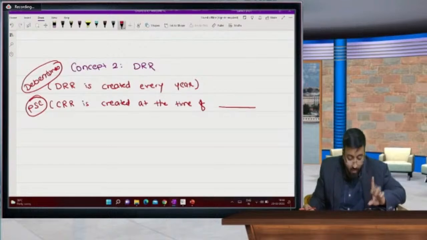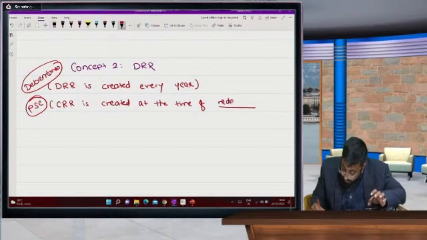So every one of you, write down in the comment section: what is the difference between DRR and CRR? It's very important. That's why you have to write it in the comment section. Redemption of preference shares. Yes, beta Revati, this is redemption of preference shares.